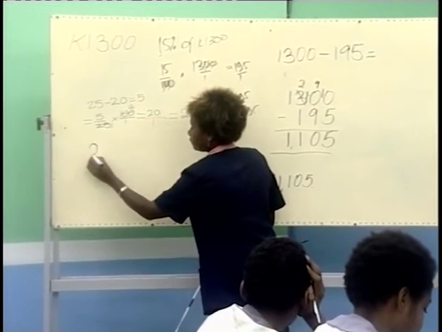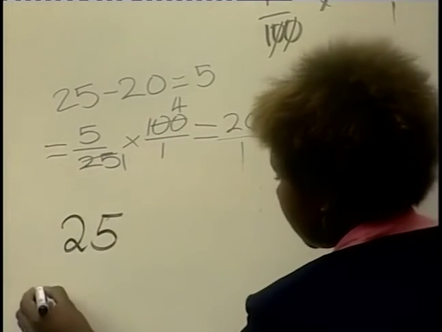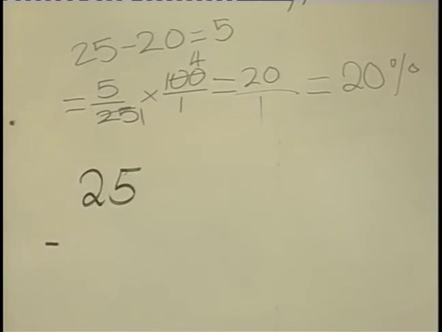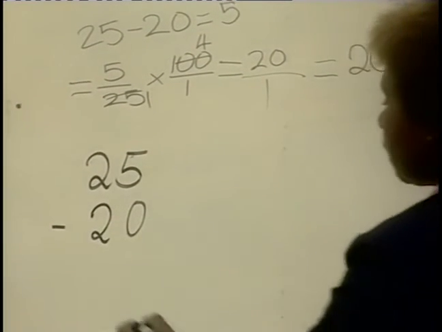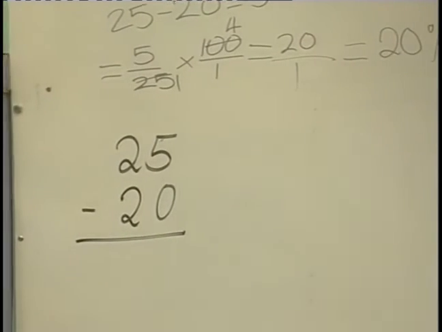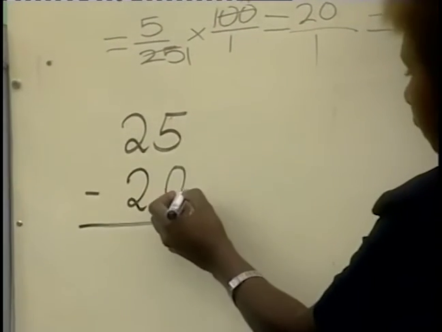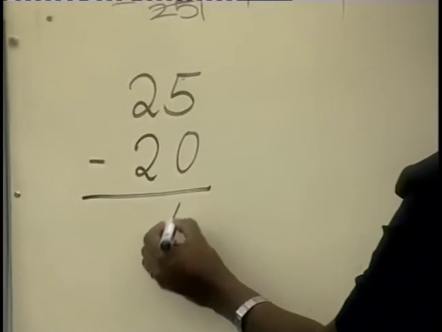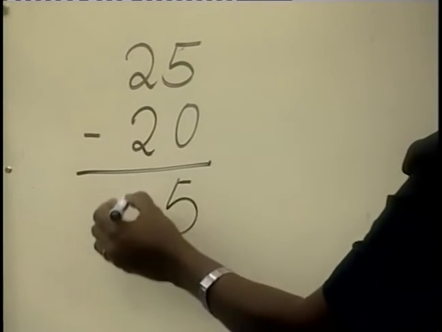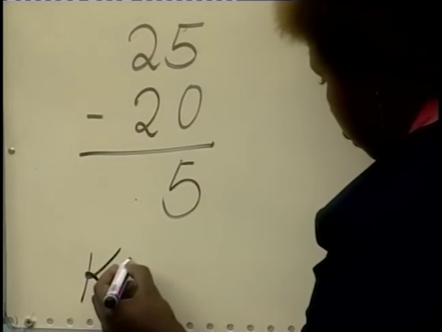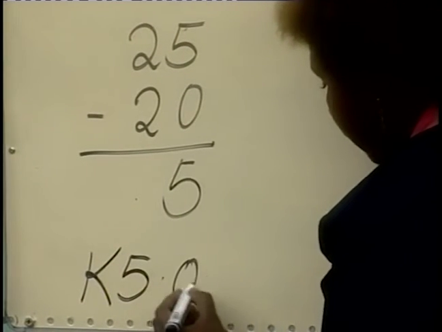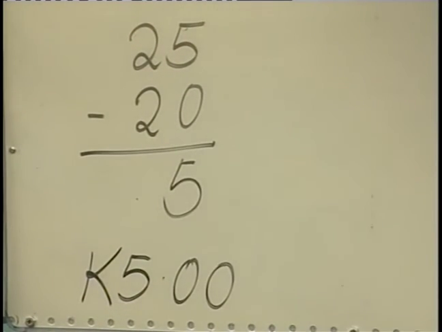Okay, together we have 25 kina. That is the selling price. We have 20 as our mark price. 5 take away 0, 5. 2 take away 2. Okay, we have 5. And our final answer now would be 5 kina. That is for the first question that is asking you to work out the cash discount.